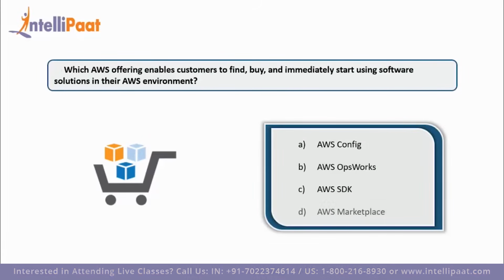Moving forward, our next question is, which AWS offering enables customers to find, buy, and immediately start using software solutions in their AWS environment? You can think of it as, say, you want a deep learning AMI, or a Windows Server AMI with specific software installed on it. Some of them are available for free, but some of them can be purchased in the AWS Marketplace. So the answer is AWS Marketplace. It's basically a place where you can buy all the AWS or non-AWS software that you require to run on the AWS infrastructure.